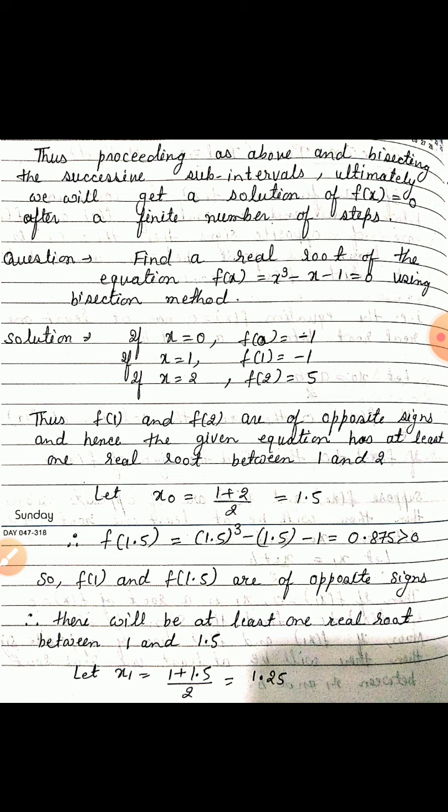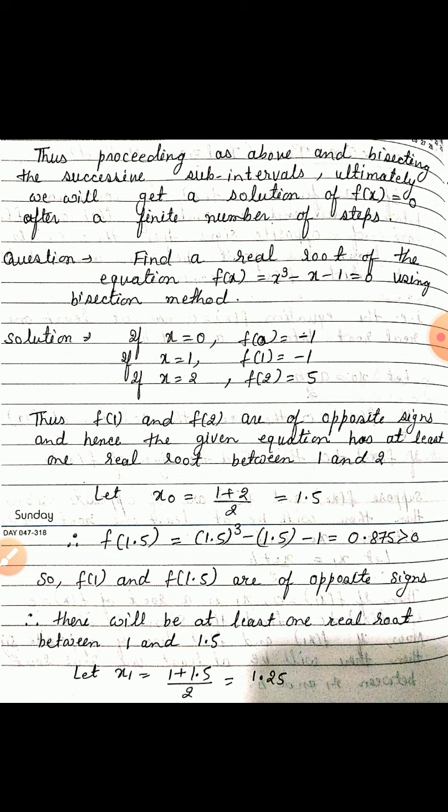So for 1 and 2, f1 and f2 are of opposite signs. Thus f1 and f2 are of opposite signs, and hence the given equation has at least one real root between 1 and 2. So let us bisect this interval. Let x0 is equal to (1 plus 2) by 2 is equal to 1.5.